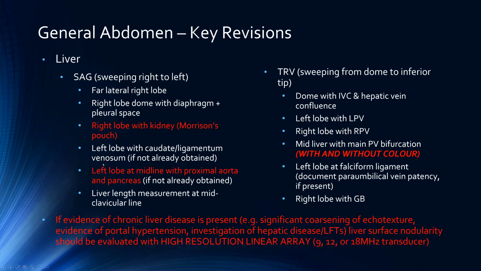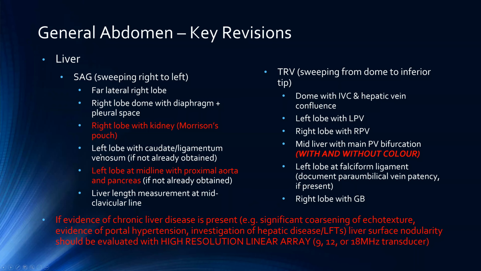But in terms of trying to get certain images consistently, we do want to have in the sag an image of the right hepatic lobe, including the diaphragm and pleural space, as well as the right lobe with the kidney, making sure that we do see both structures and see if there's any fluid or anything else within Morrison's pouch.